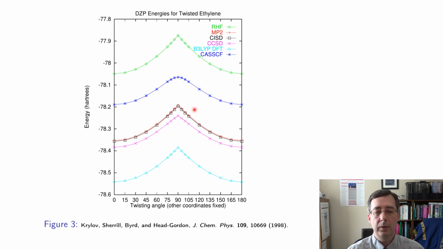If I do MP2, it doesn't fix it, I still have a spike. If I do CISD, it doesn't fix it, I still have a spike. If I do CCSD, it doesn't fix it. If I do B3LYP, if you like DFT, it doesn't fix it. So none of these approaches fix it. There's only one nice curve on this plot, the CASSCF curve, and we'll talk about what that is in a minute.